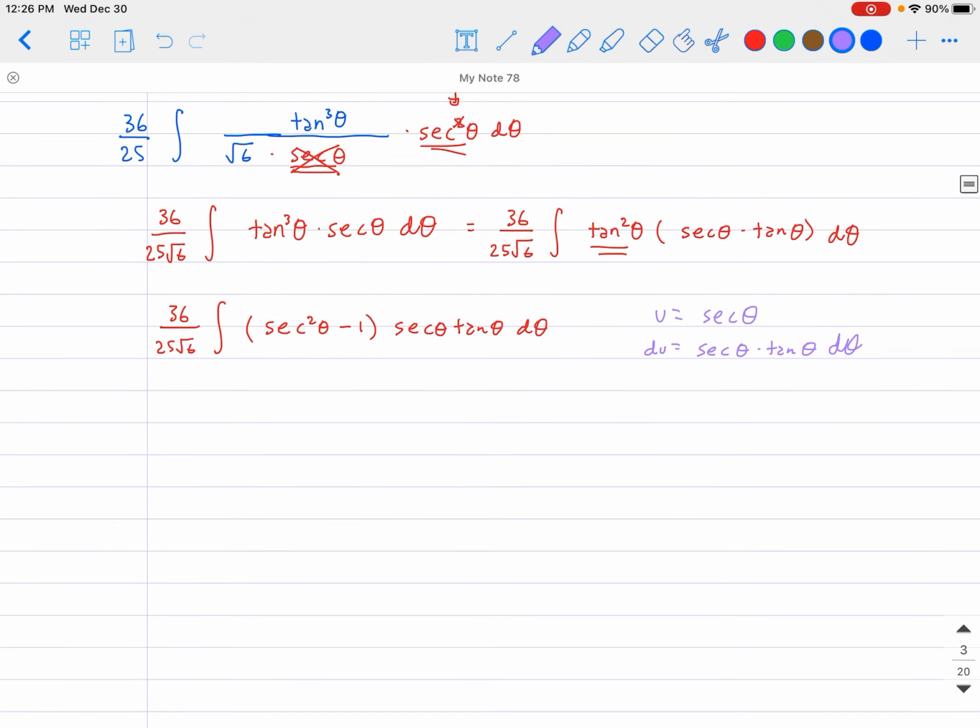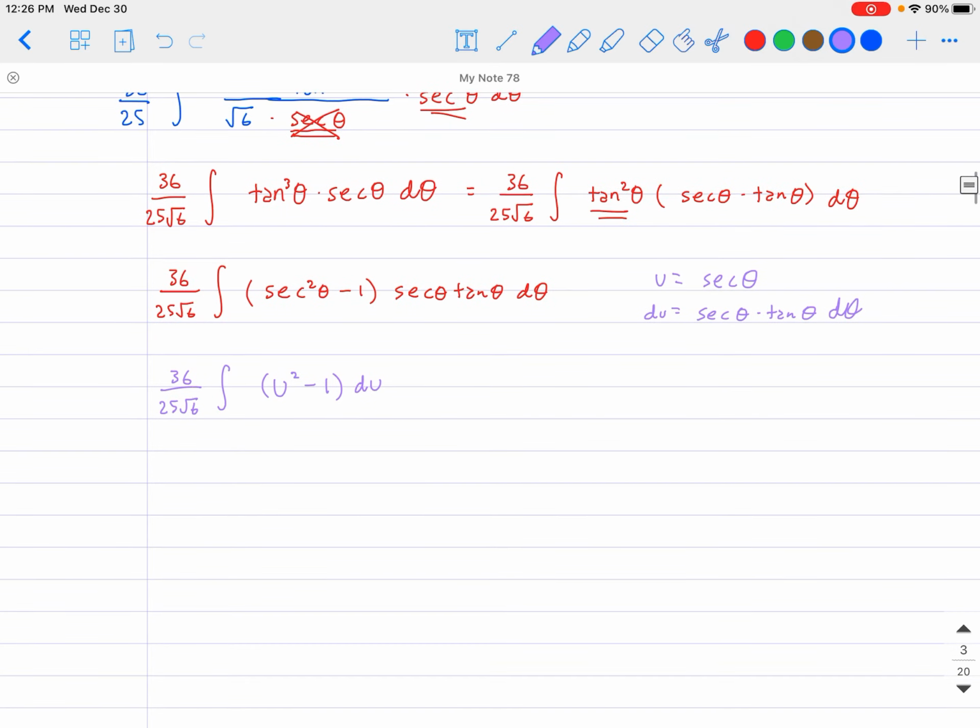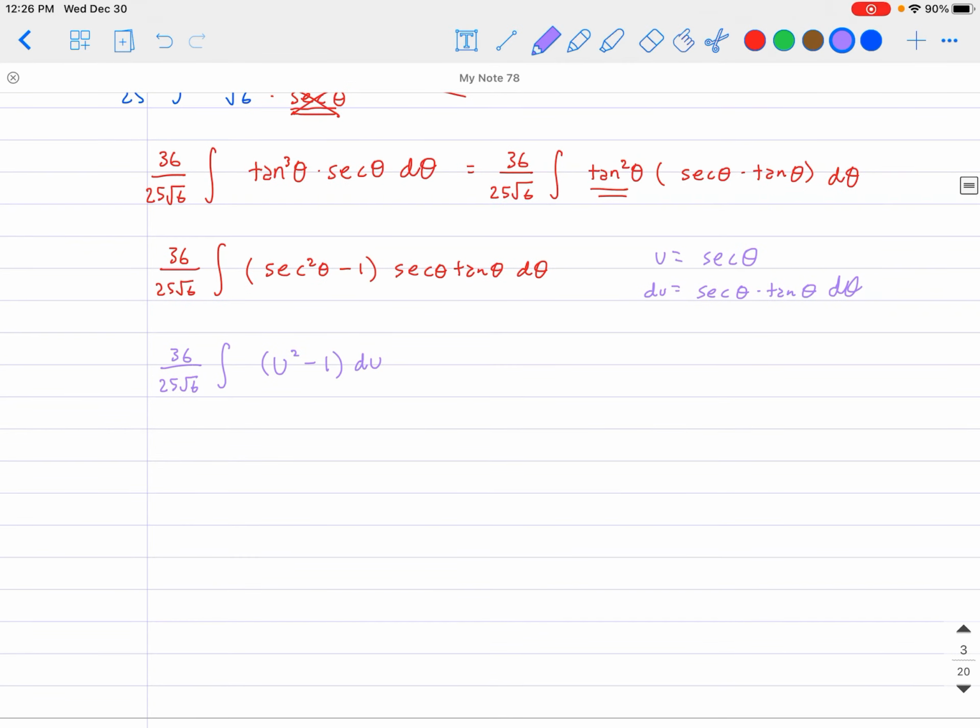All right, so let's see. If I make that substitution, we have 36 divided by 25 root 6, the integral of u squared minus 1, and then we have du. So that comes out to become somewhat nice and clean. So let's see, 36 divided by 25 root 6, and then this is going to be 1/3 u cubed minus u, and then we have plus c.